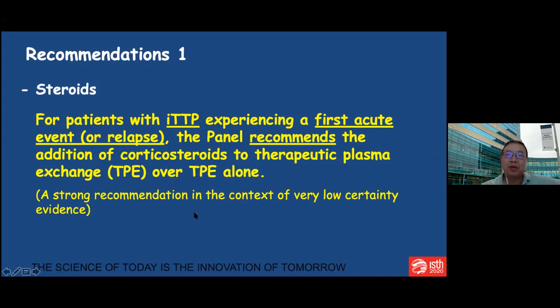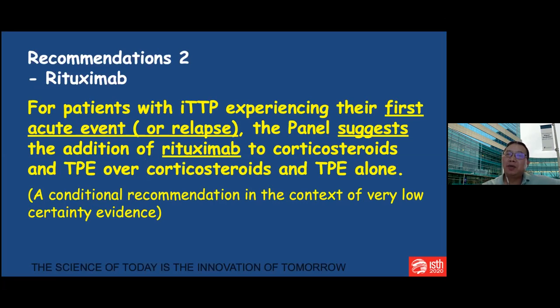It's actually a strong recommendation, but in the context of very low certainty evidence, because nobody has done the comparative trial. That's why the evidence is not really strong. But experience told us corticosteroid works. The other thing is about rituximab. Rituximab should be added for every patient who has either an initial episode or a relapse, because rituximab helps reduce relapse in the future by limiting antibody. This is also a conditional recommendation in the context of very low certainty evidence.